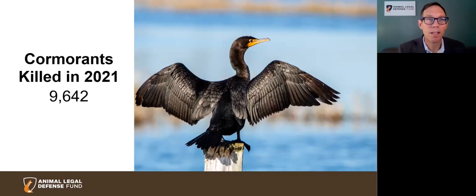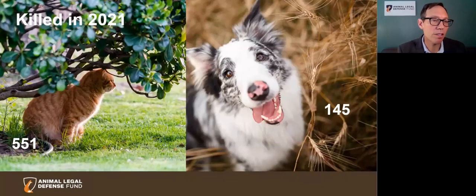Next up, we're going to talk about cats and dogs. In fact, there's documented 551 community cats were killed last year. Now, these are otherwise known as feral cats. Even though the evidence shows that killing feral cats does not solve the problem, trap, neuter, release programs are much more effective in curbing feral cat populations. And also 145 dogs were killed. 2 of them were in the process of protecting domestic farmed animals.